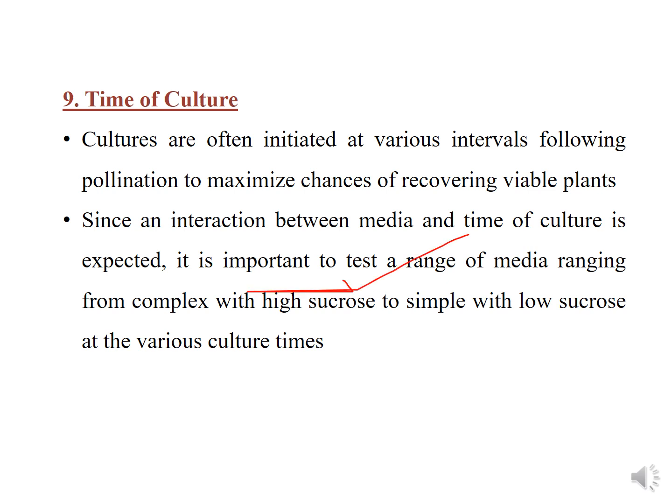It is important to test a range of media, ranging from complex with high sucrose to simple with low sucrose, at various culture times. So how can we come to the conclusion that each species requires this amount of minerals, this amount of carbohydrates? First we have to standardize each one. That means what are the mineral things we have to add. If we are adding excess, what is going to happen? If we are adding a low amount, then what is going to happen? So scientists do research based on these aspects, and finally they come to the conclusion that this amount is good for growing the embryo from this particular species.